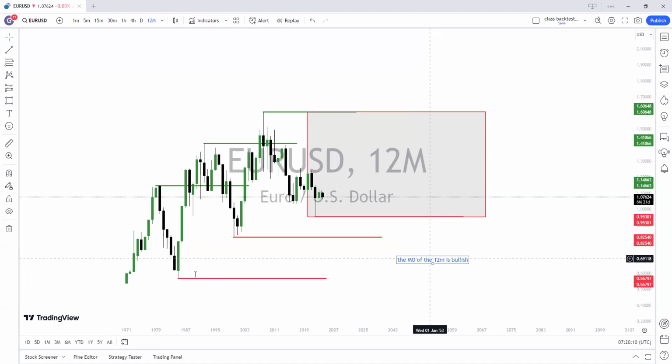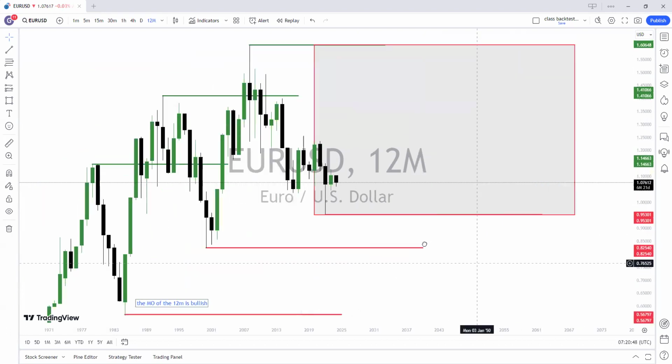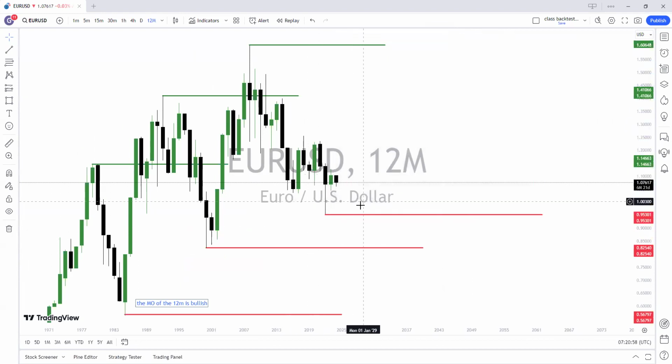Now, for me, I'll put this here. What is the MO? The market oversight of the 12 months is bullish. Then it means the trend is bullish. And this is a yearly chart. So we can't really trade a yearly chart because most of us are swing traders and position traders. We are short-term traders, scalpers, and day traders. So now what do I do? I go into this zone. Since I already know this is my trading zone, I can erase this. Now I know this is what I'm focusing on.